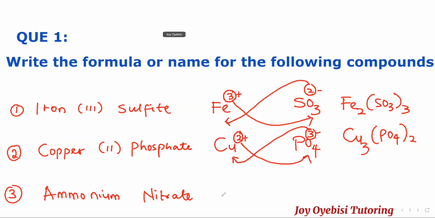Now let's move on to ammonium nitrate. Now ammonium is NH4 with a +1 charge, okay? And nitrate is NO3 with a -1 charge. Now, since both of them are 1, you can just combine them. It's going to be NH4, then NO3. And that would be ammonium nitrate.